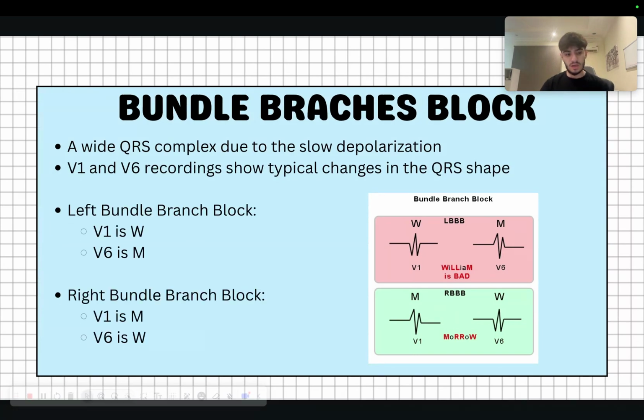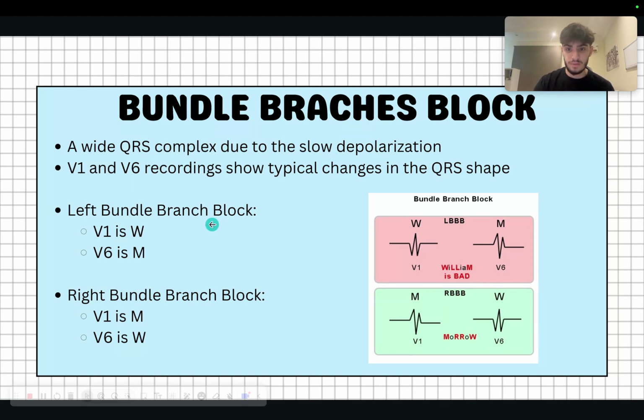Okay, we're almost done. The bundle branch block. So after we're done with the AV node, we'll reach the septum. The septum is going to be broken down into two, the left and the right. In the bundle branch block, you'll have a wide QRS complex due to the slow depolarization. Because you have a slow depolarization, you'll see your QRS complex is bigger than usual. It's usually really short. However, in this case, it's going to be bigger than usual. And we'll see these from the V1 and the V6 leads recording showing typical changes in the QRS shape.